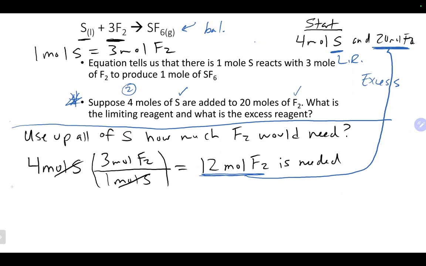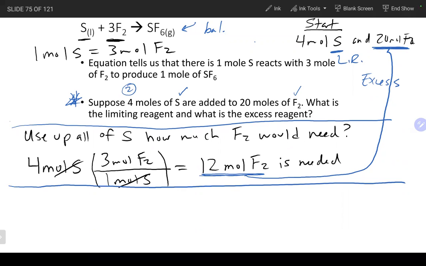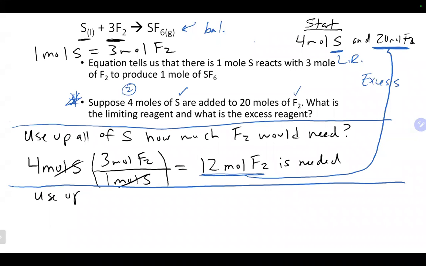Now, you may be asking, do you have to pick always like the second guy? You don't. You could pick either one. So if I did the opposite calculation, which once again, you don't have to do both calculations, but you could choose either one. If I did the opposite, which is if I want to use up all of my fluorine, how much sulfur do I need?